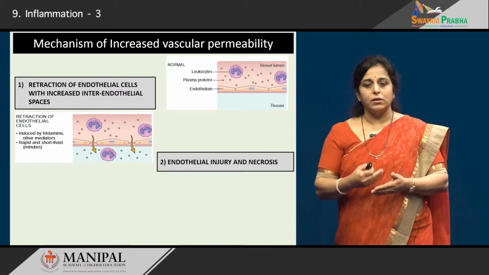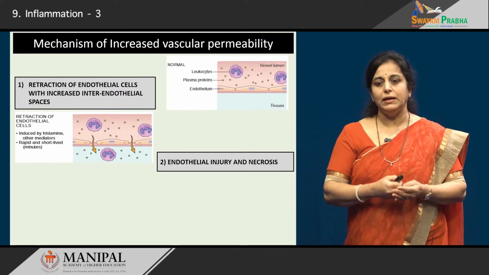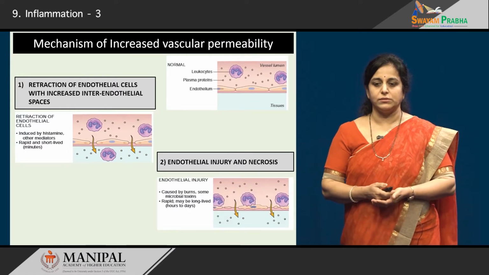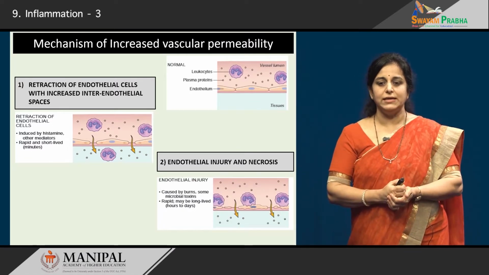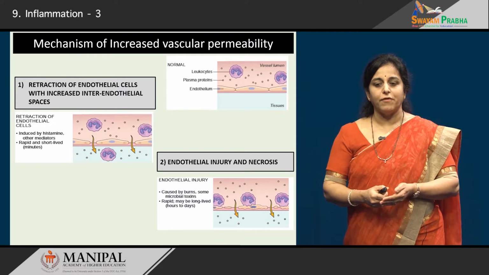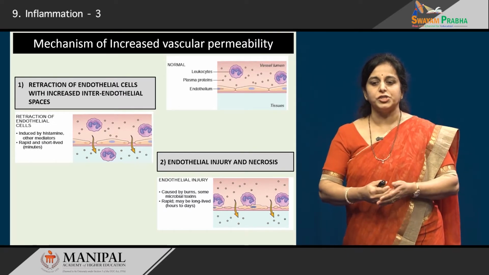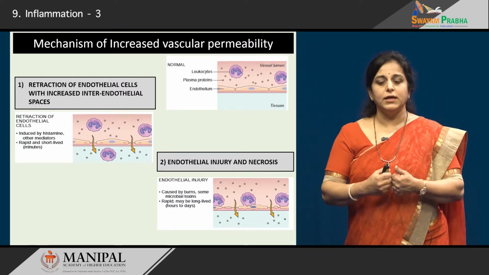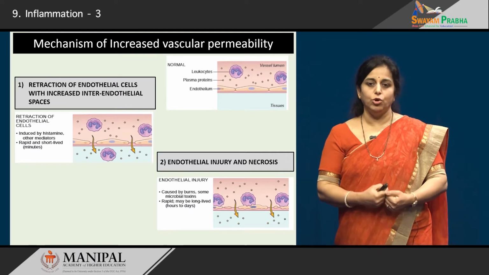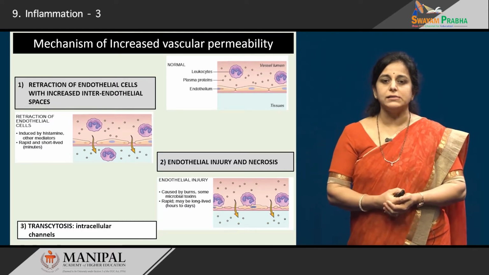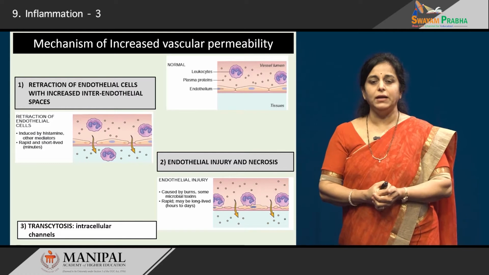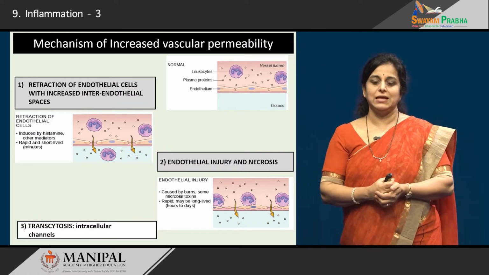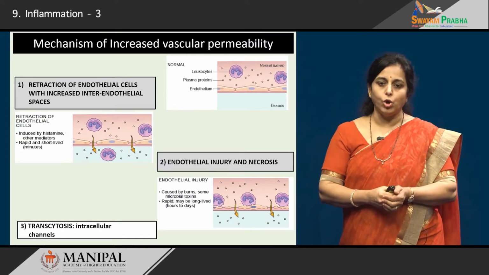What takes over the mechanism of increased vascular permeability later? This occurs because of endothelial injury and necrosis. So, in this picture you can see the endothelial cells have been injured, because of which there are more gaps between them. This is brought about by the injurious agent itself or the leukocytes. The third mechanism by which there is increased vascular permeability is transcytosis, or the presence of channels in these endothelial cells. However, this mechanism is not well understood.